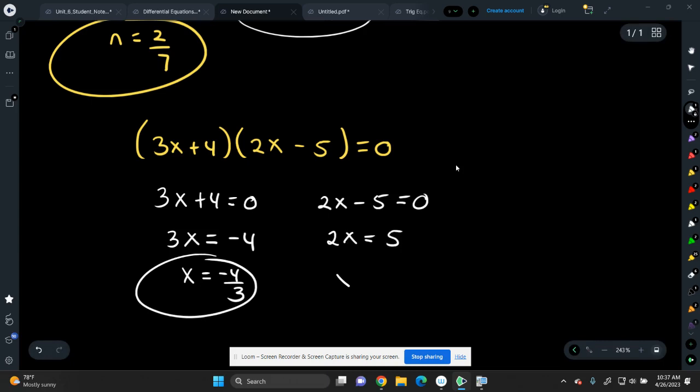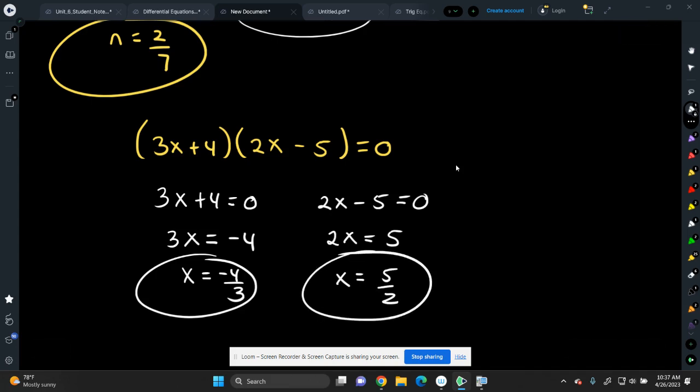And then divide by 2. No calculator necessary. Yes, sir. Is it alright if I put, like, oh no, that wouldn't be right, never mind. Sorry.